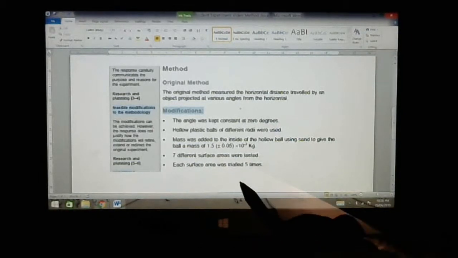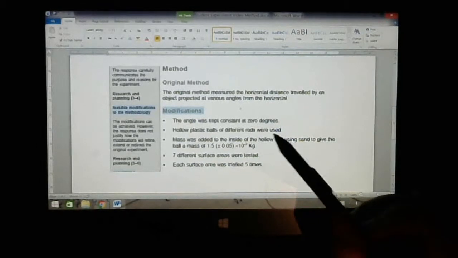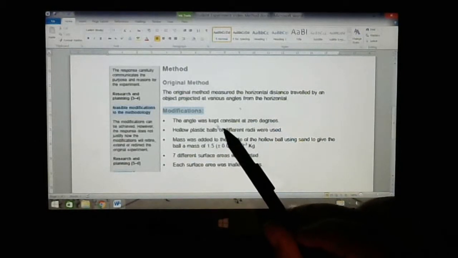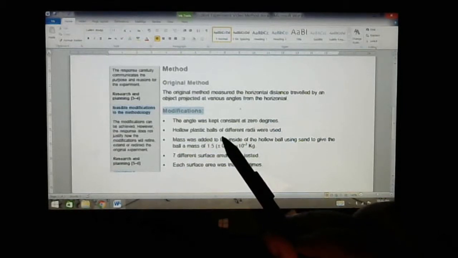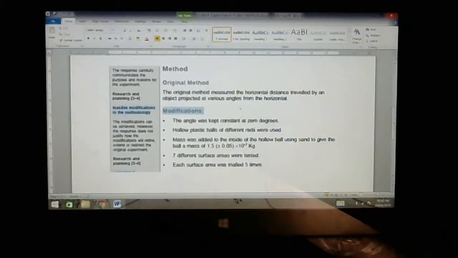Each surface was trialled 5 times so that we could get an average result, or a more accurate result to remove error. Angle was kept constant. Why didn't we shoot it up in the air? Why did we shoot it horizontally? Again, that would be up to the person. There's a couple of different explanations for it, but to me it was, well, that way we're not worrying about an extra factor of angle and whether it has an effect as well. We're just shooting it straight horizontally.